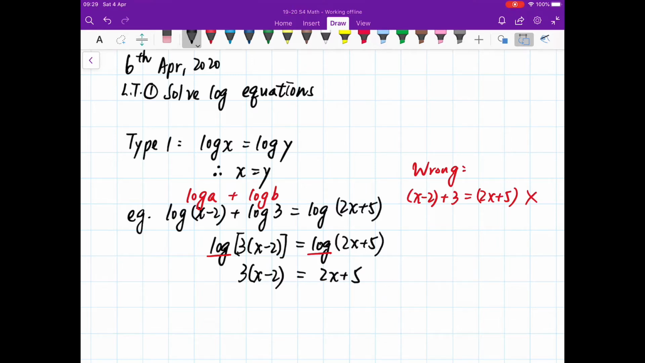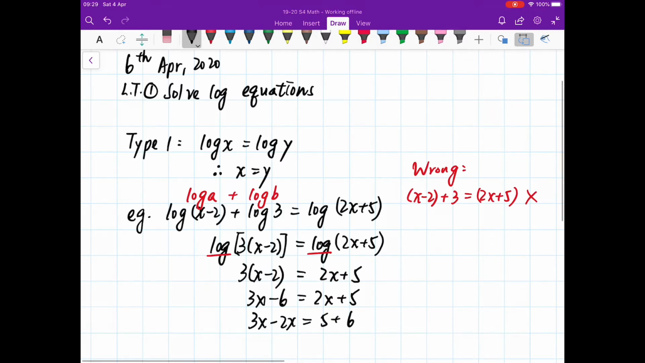And then we have to remove the bracket on the left hand side. 3x minus 6 equals 2x plus 5. And finally, 3x minus 2x equals 5 plus 6, and we know that x is equal to 11. So in these questions, if we confirm that there is only one log on each side, then we can take it off. And this is the technique.